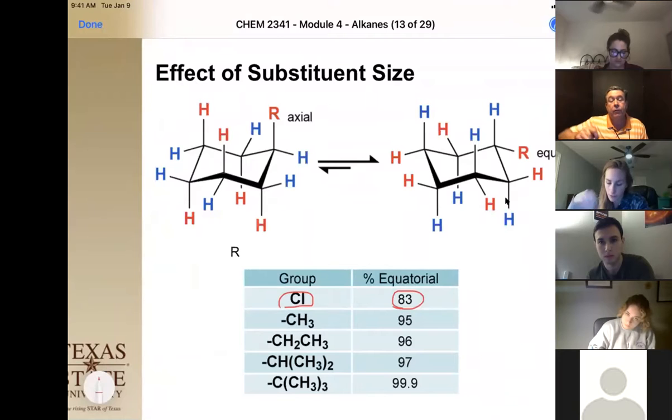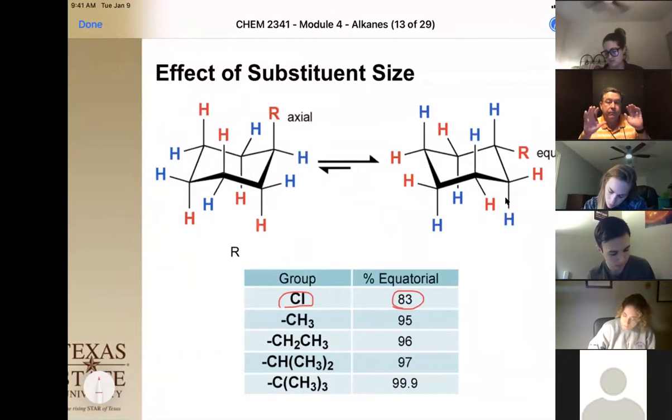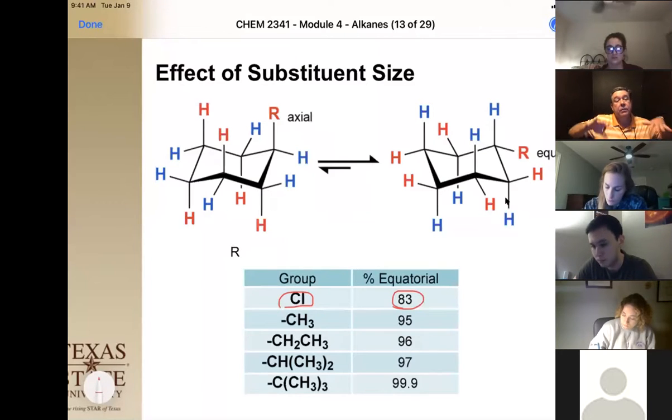You take a drop of cyclohexane and you freeze it, and then you go look at all the isomers, and 83% of them will be in that equatorial position, and the other 17% will probably be in that axial position or somewhere in between, because it's always flipping back and forth.